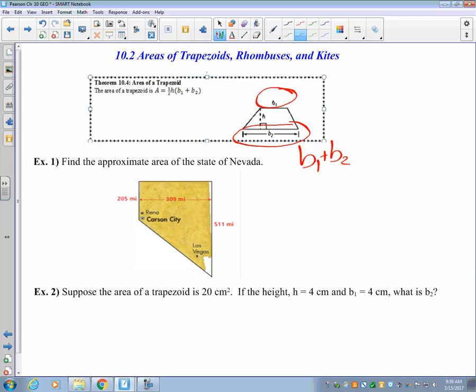So the average of the bases, because if you have 2 different sizes, is when you add them together and divide by 2. Once you have the average of the bases, you multiply it by the height. So think about a normal quadrilateral, like a parallelogram or a rectangle, is going to be base times height. We're following that same pattern here, but since we have 2 different bases, it's like finding the average of the bases, multiplying it by the height.